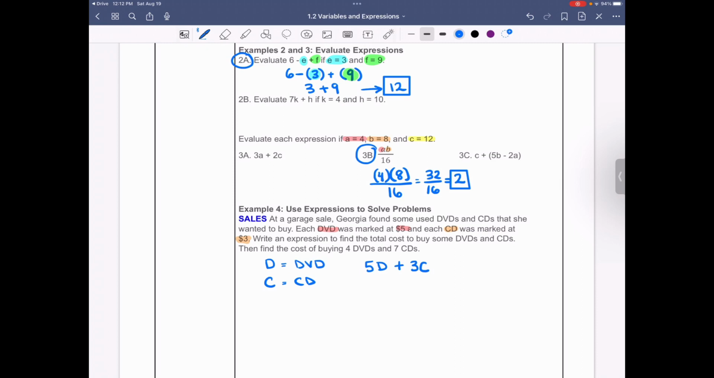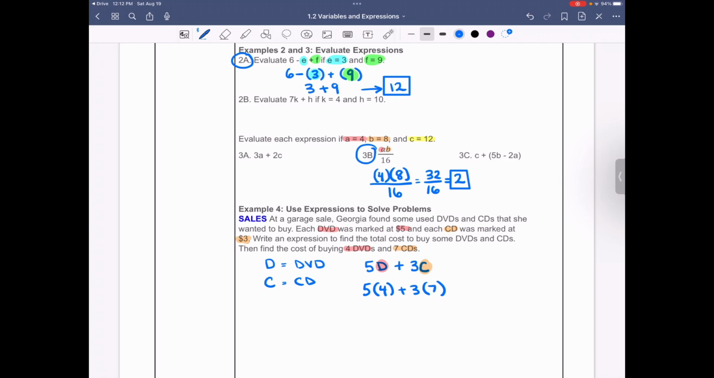Then we want to figure out how much it would cost for 4 DVDs and 7 CDs. So this, I'm going to use the same colors. The C was orange and the D was red. And for the DVDs, we're talking about buying 4 and we're talking about buying 7 CDs. Okay, so I'm going to rewrite this expression with parentheses where the variables are. And parentheses mean that we can plug in numbers. So I'm going to plug in 4 and 7.